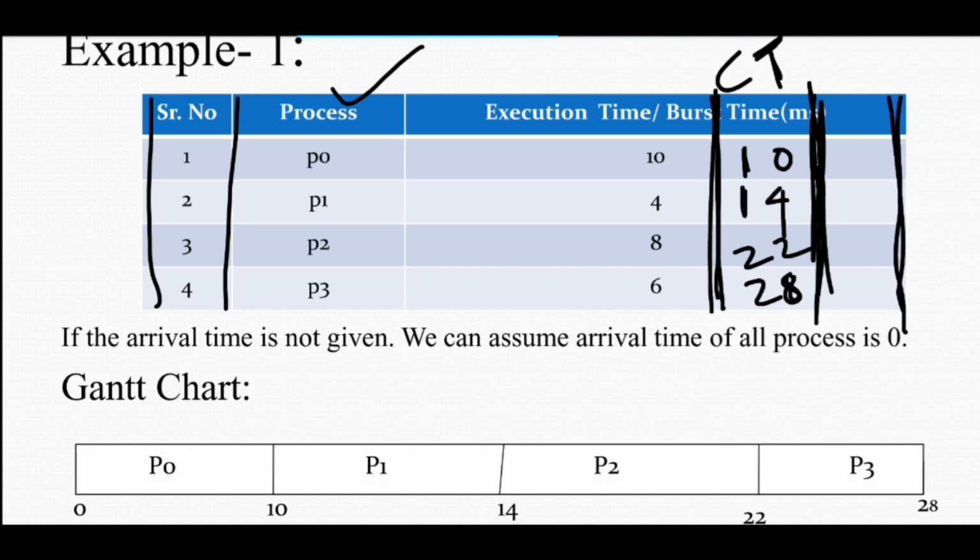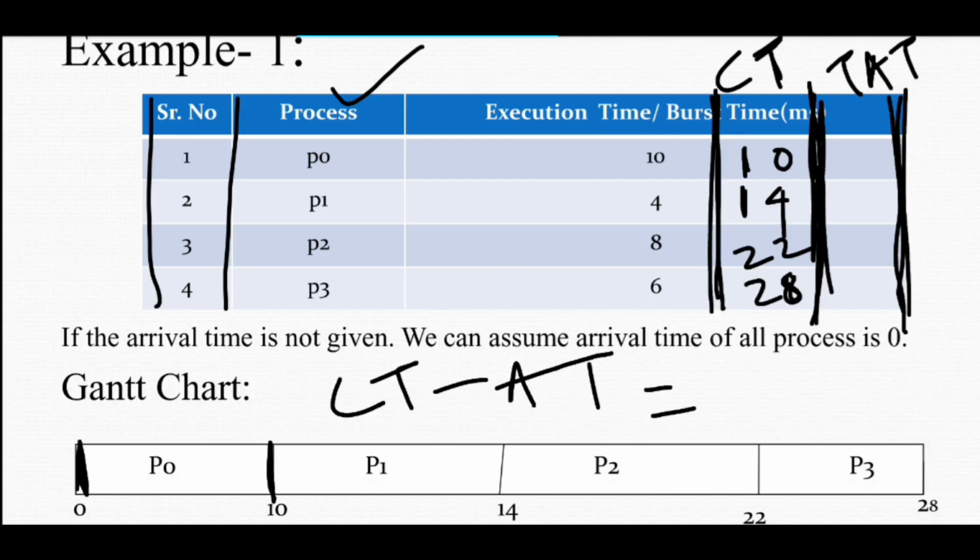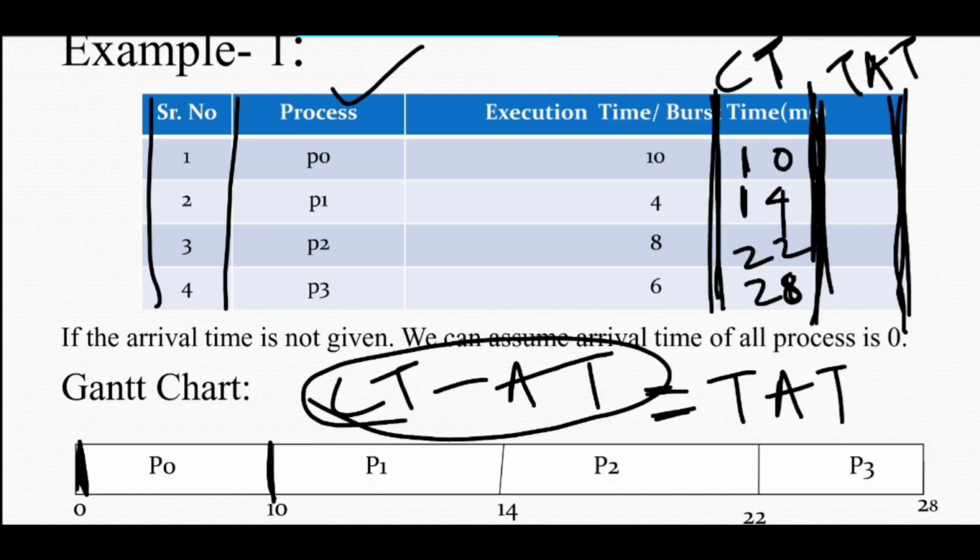Then I make another column, which is turnaround time. Turnaround time simply says how much time a process is inside the system, whether in the ready state, executing, or waiting. P0 arrived at 0 and completed at 10. Now how much time is it inside the system? Completion time minus arrival time is equal to turnaround time. Okay, now the example.